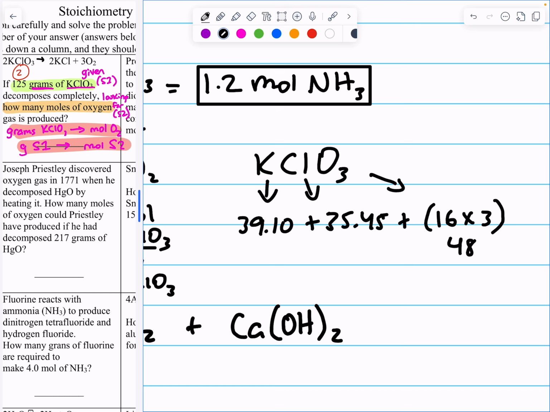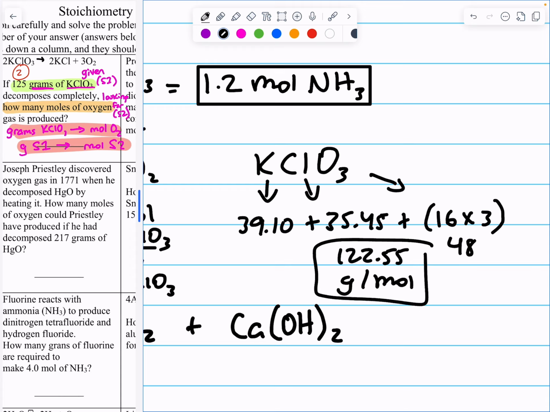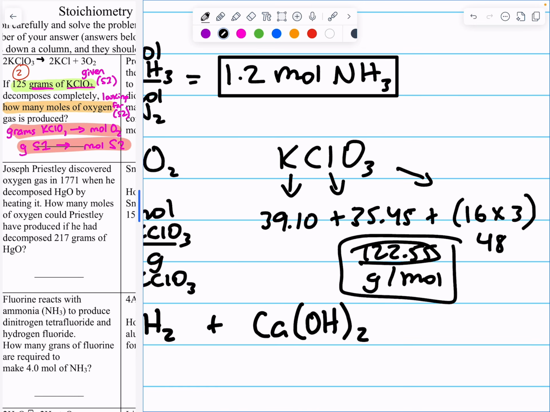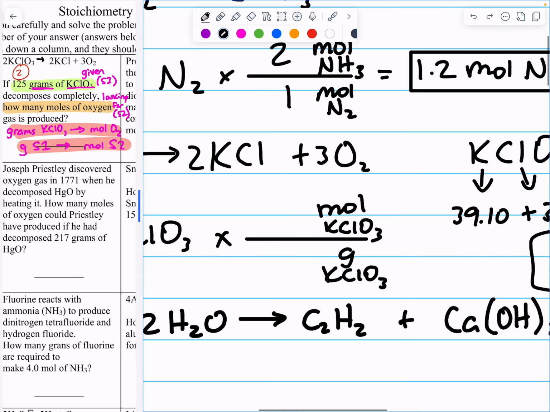Okay, I'm going to add up all of these numbers together in my calculator. 39.10 plus 35.45 plus 48. This gives me 122.55 grams per mole, because this is molar mass. Okay, grams per mole, obviously again, because this is molar mass. So 122.5 grams, that will go on the bottom, per 1 mole.